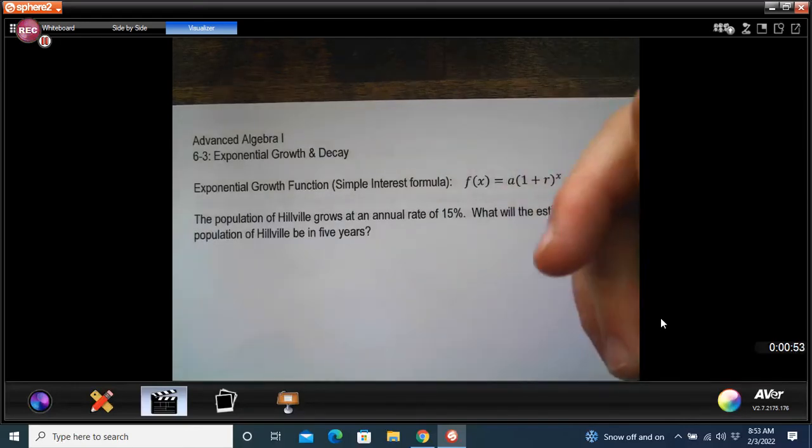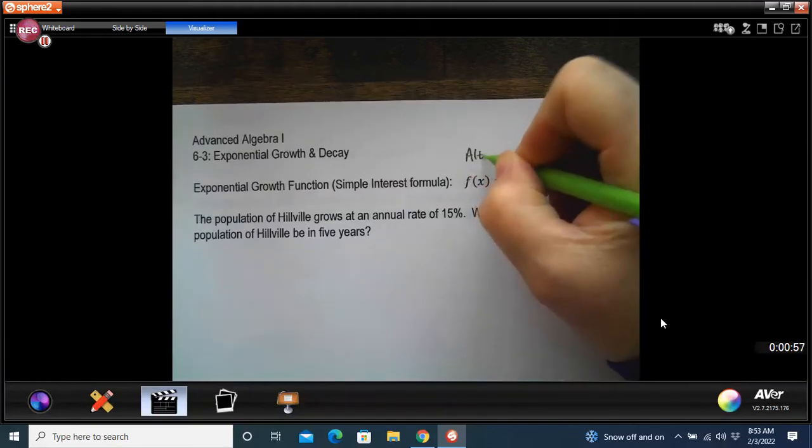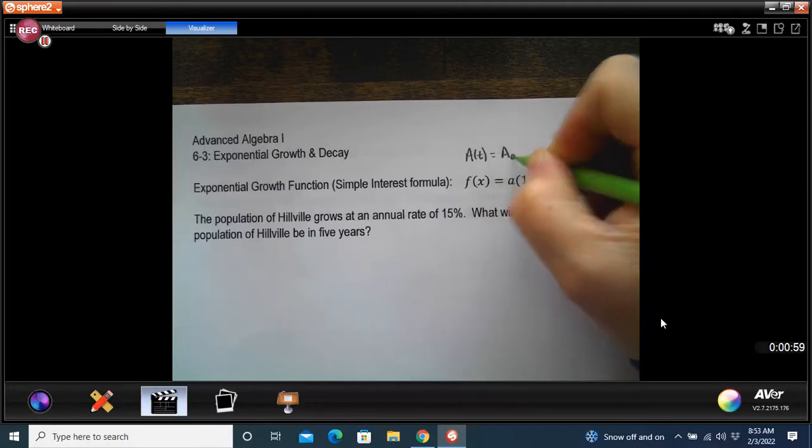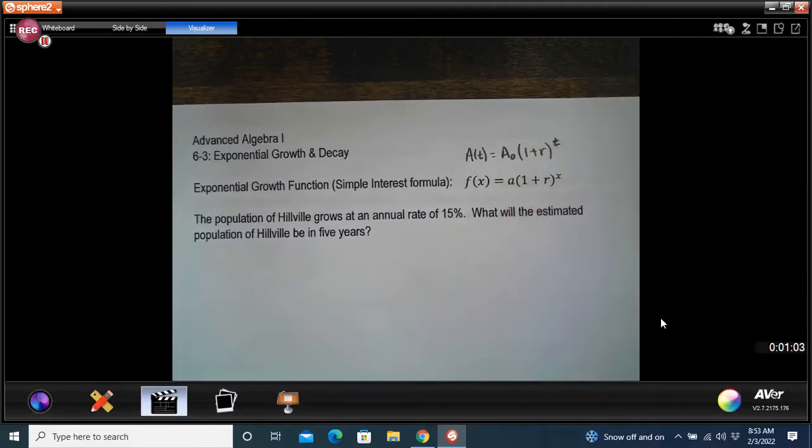So I have a tendency to write A of t equals A sub 0 times 1 plus r to the t. It's the same formula, and it's just because I've written it this way for 30 years, and I've written the other way for 2 years. So if I revert back to my old ways, it's the same thing.